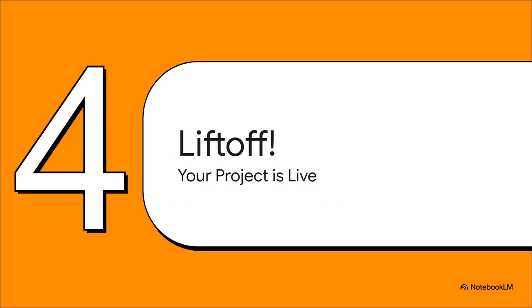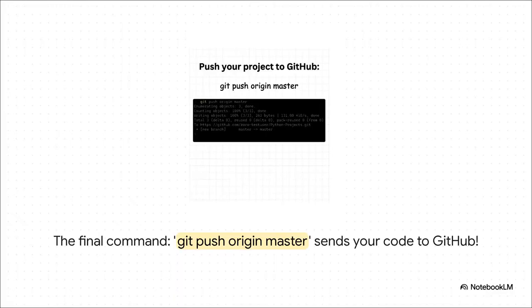This is it, the moment of truth. Everything is prepped, the connection is made, it is time for liftoff. Your project is about to go live for real. And the last command you need to type is git push origin main. This is the command that actually sends your code up to GitHub. And a quick note here, a lot of old tutorials might say master, but the new standard is main, so stick with that. Hit enter and watch the magic happen.